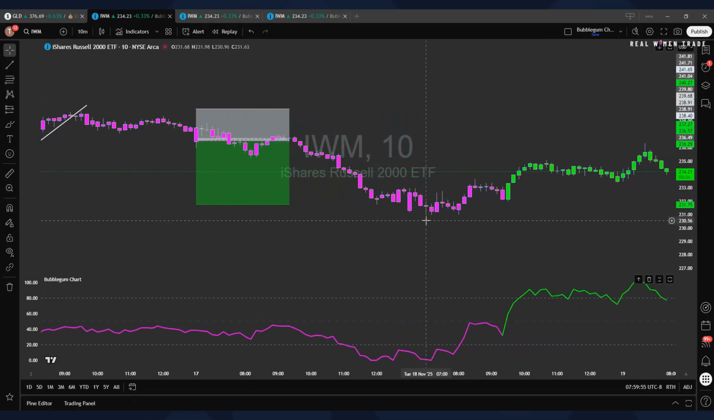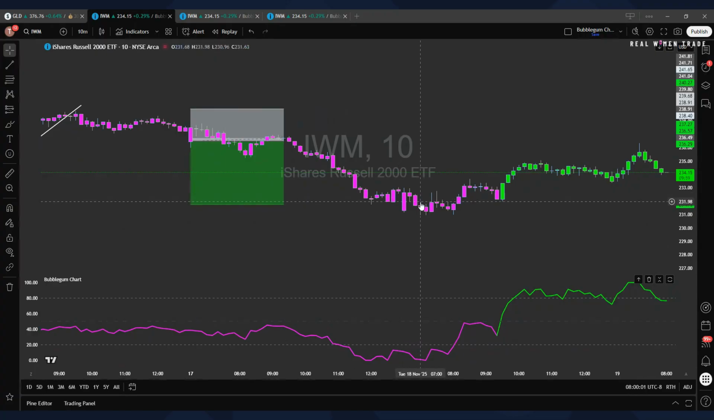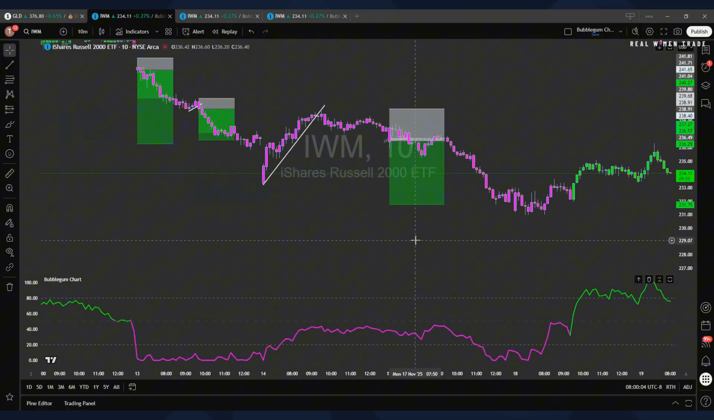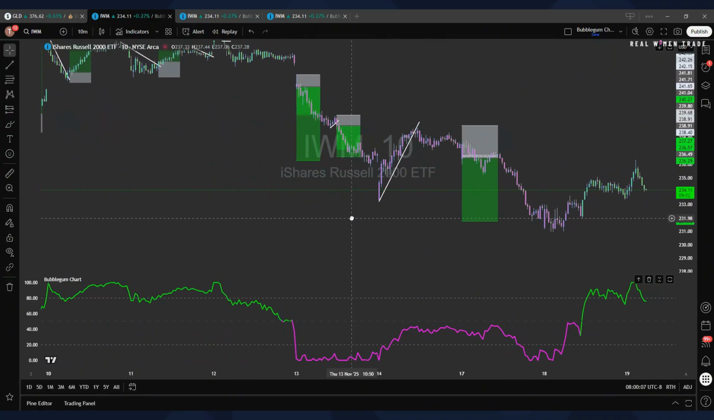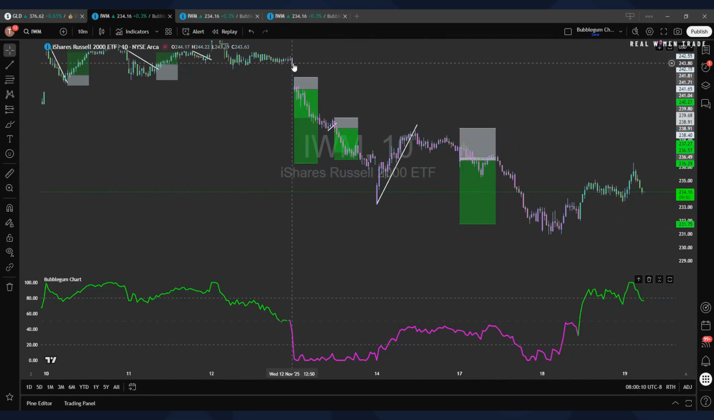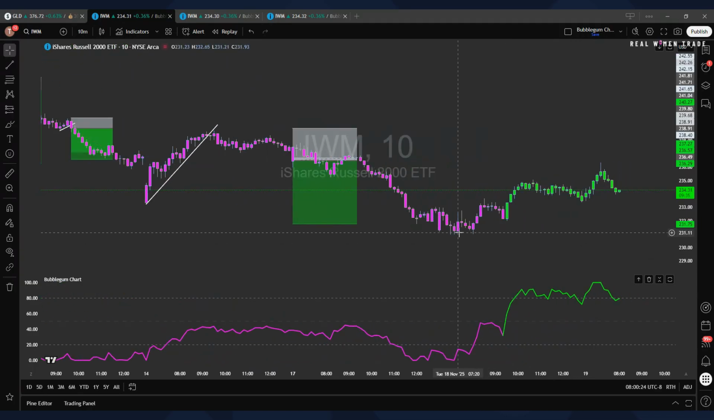Then on the 18th, you can see we chopped slightly down, but again, you have to look at market context. We have dropped all the way from 243 down to 231. So there's a good chance that there's at least going to be a bounce. So if you wanted to wait it out, that's reasonable. So on the 18th, we have red candles or pink candles, but the bubble flow is moving back up, which means buyers are coming back in, trying to see if they can push this market up.